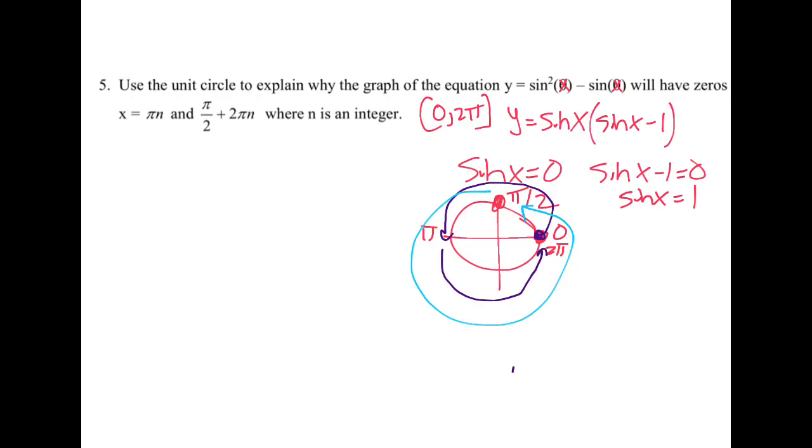If n is 0, I'm just at pi over 2. If n is 1, I'm at pi over 2 with a full revolution. And then any other multiple of n will do the same thing. It's just spinning me around that unit circle.